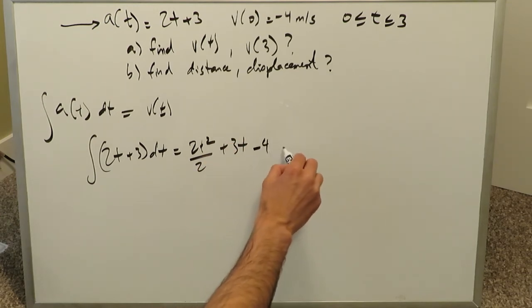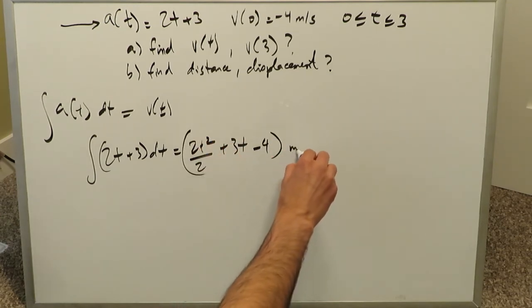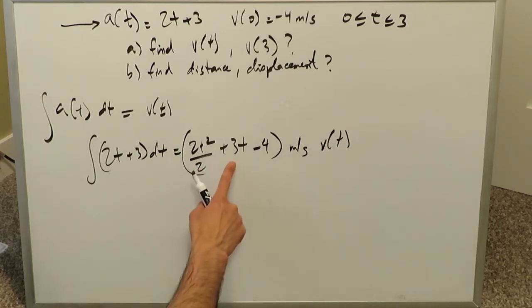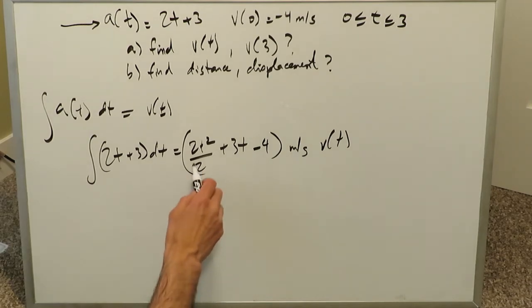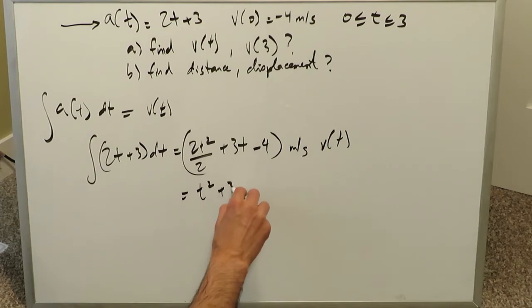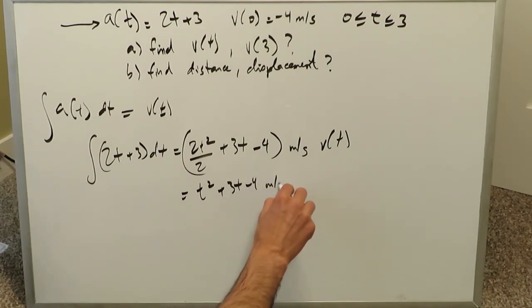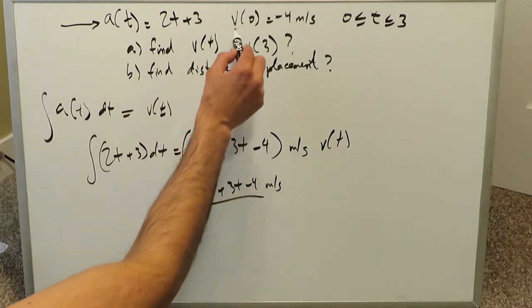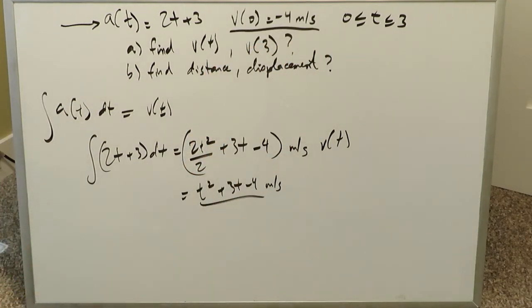You have a minus 4, and this right here represents your velocity function: 2t squared over 2 plus 3t minus 4 meters per second. We can simplify it because something cancels out. You have t squared plus 3t minus 4 meters per second, and this right here is the answer for part A. You must not forget to incorporate this into your velocity function.